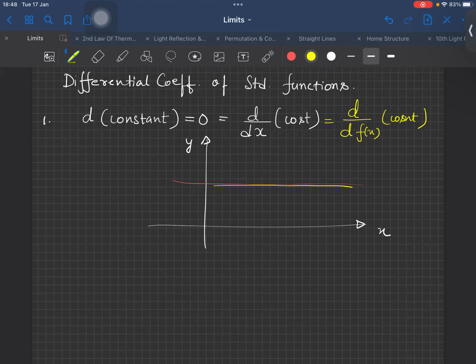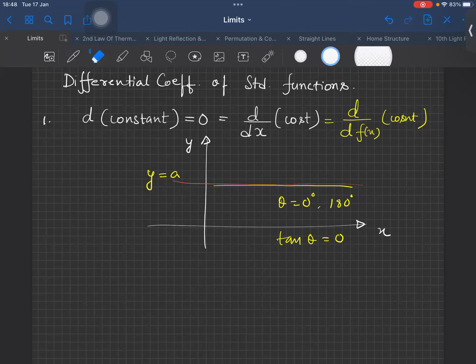Sorry, tangent is the line itself, right? So this is your constant function, y is equal to some constant, let's say a. Now you see this is parallel to the x-axis. That means what angle will it make with the x-axis? It makes angle 0. Theta is equal to 0 degree or 180 degree. So tan theta is equal to what? 0. That's why the slope is 0 here. Understood?